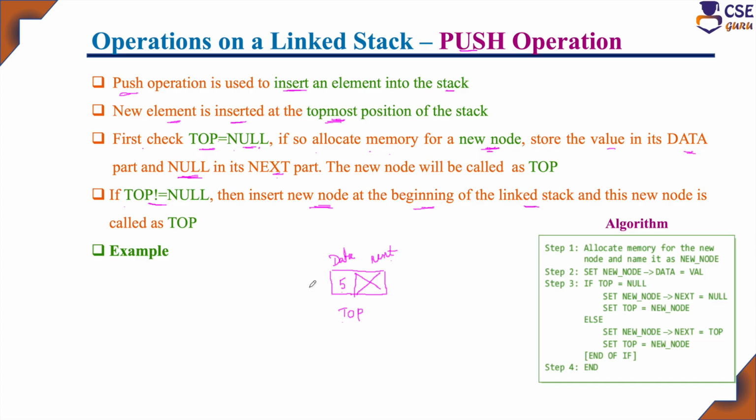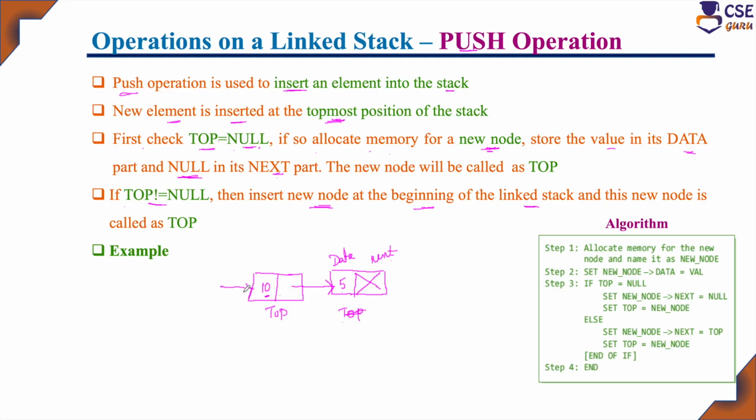Suppose I want to insert another node, this is the new node. I want to insert 10. So insert the new node, place the value in the data part, and in the next part you have to store the address of the next element. This address will be stored here. Now top will be represented by the newly inserted element. This is the top now.